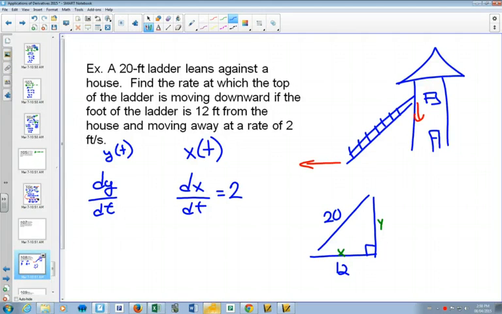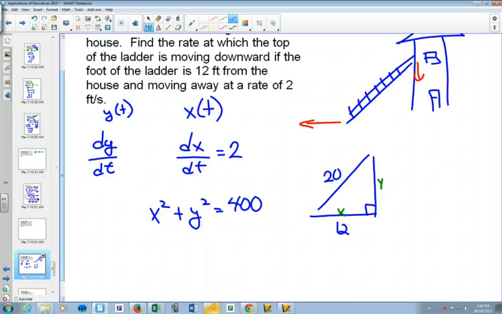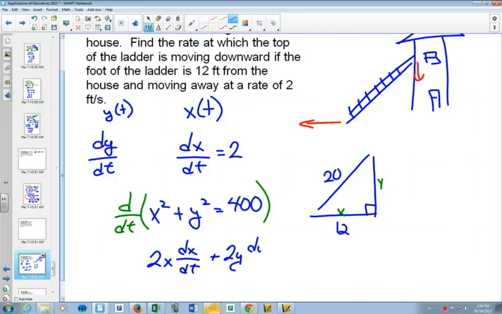Now we've got a right-angled triangle, so we can set up our relationship. We know that x squared plus y squared, in this case, is always equal to 20 squared because the 20 stays constant. So there's no z in this one because we know that that hypotenuse is always 20. Now we can do implicit differentiation, so we're going to get 2x dx/dt plus 2y dy/dt equals 0.